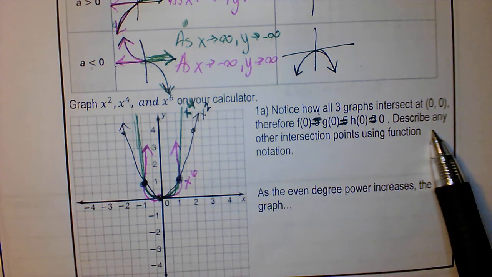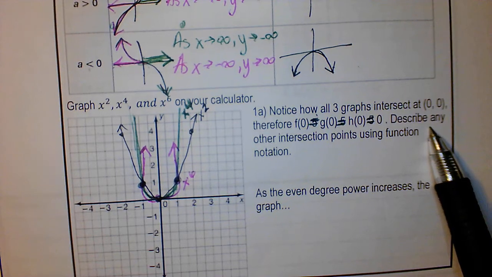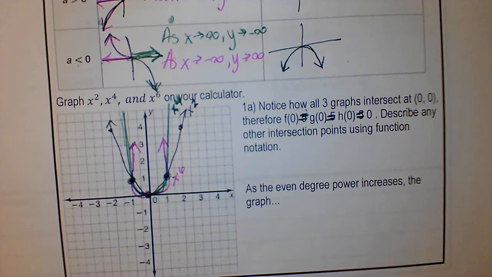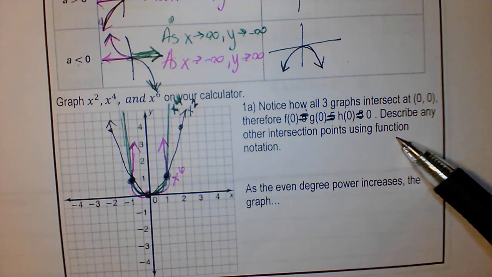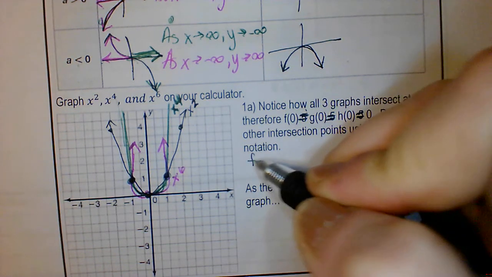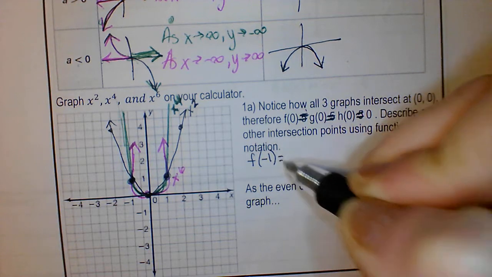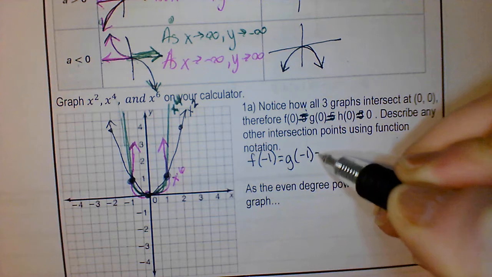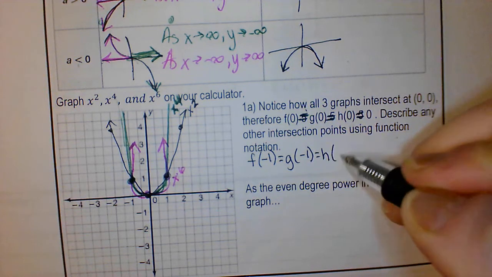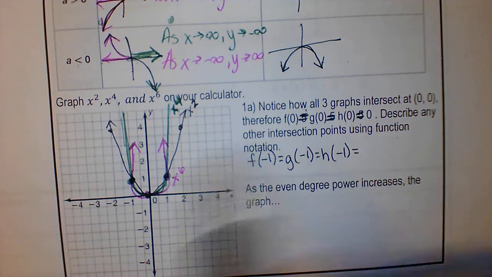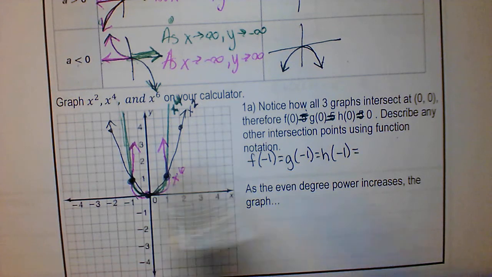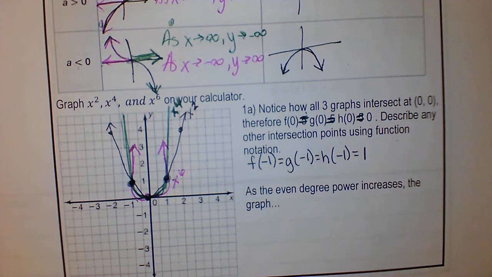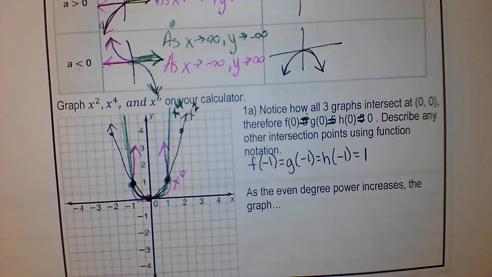There's another point where that happened. Actually, there's another 2 points. The first one is at negative 1 right here. So I'm going to use function notation to write that. I'm going to write f of negative 1 is the same as g of negative 1, which is the same as h of negative 1, and all 3 of those graphs are up at 1. There's one more place where that happens. Please go ahead and pause the video and find the place where that happens.